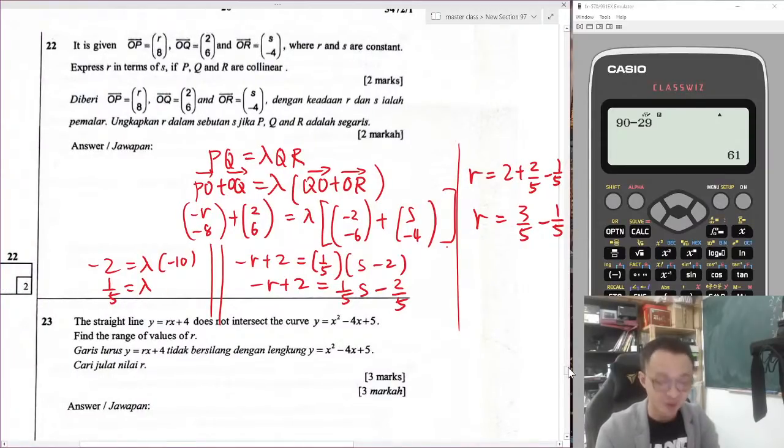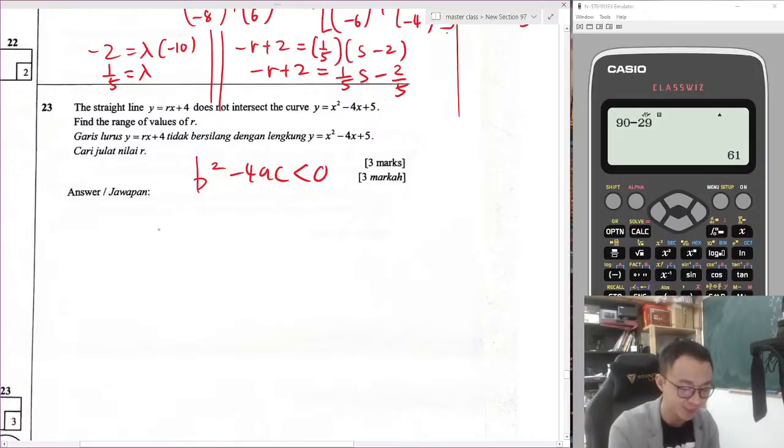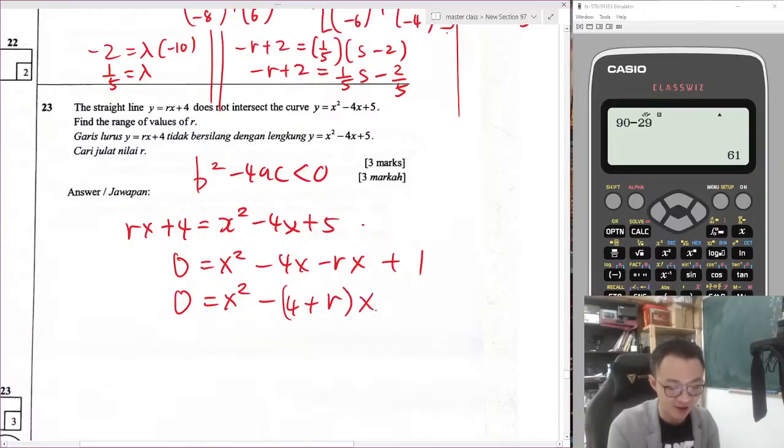So let's move on to the next one. 23. Does not intersect, b squared minus 4ac less than 0. Sub y into the y here. So rx plus 4 equals to x squared minus 4x plus 5. Find the range of values of r. This is x squared minus 4x minus rx plus 1. I just rearrange a little bit. So take out the x: 4 plus r x plus 1.